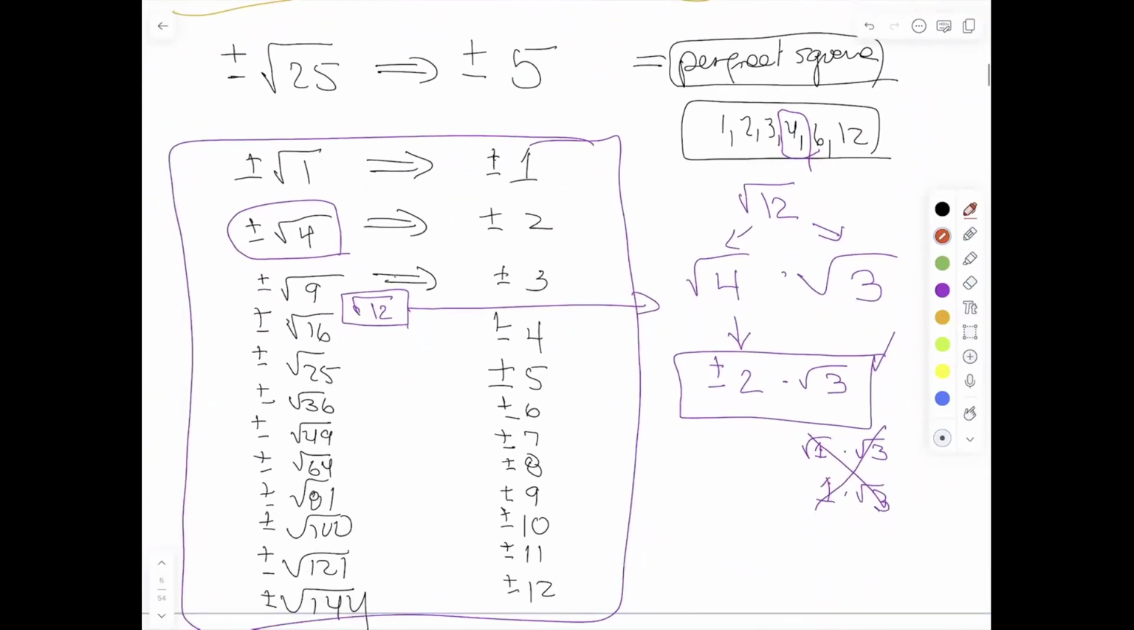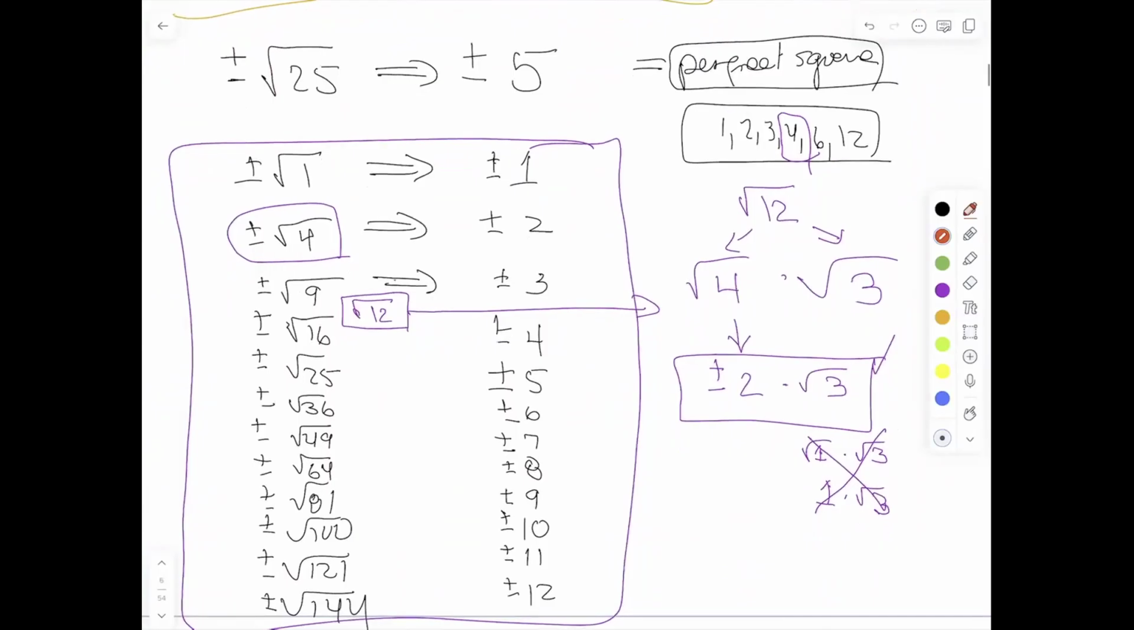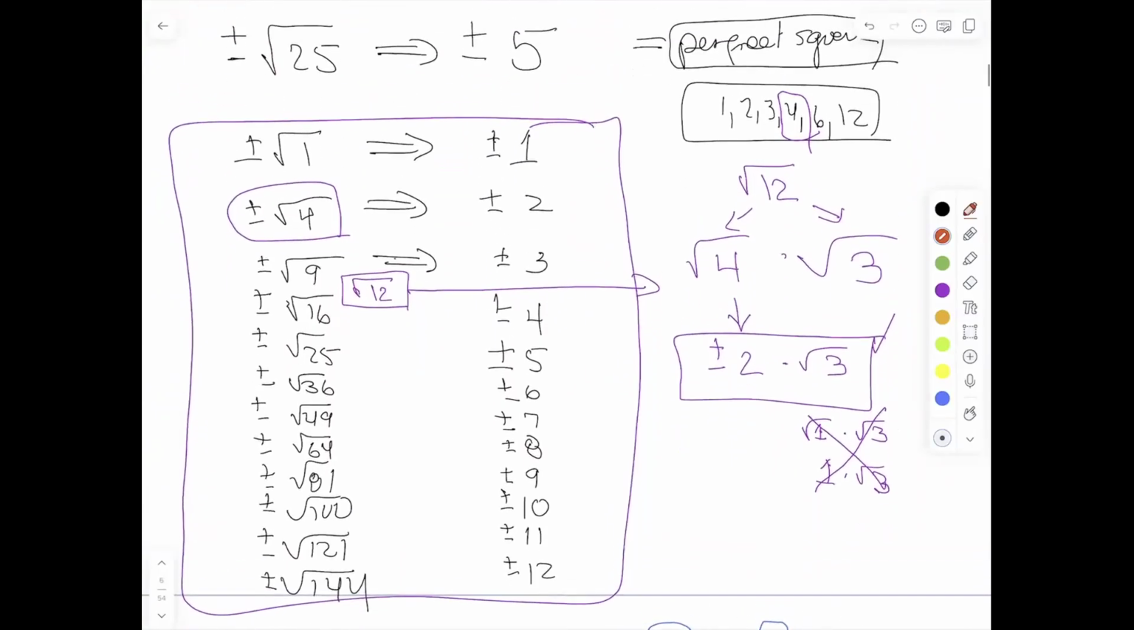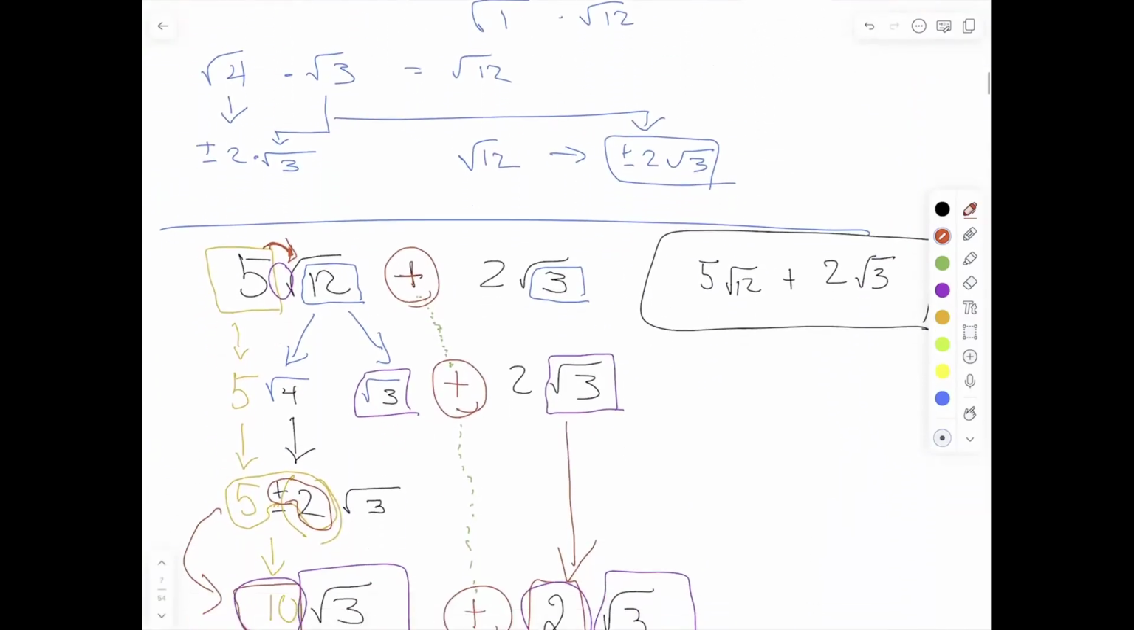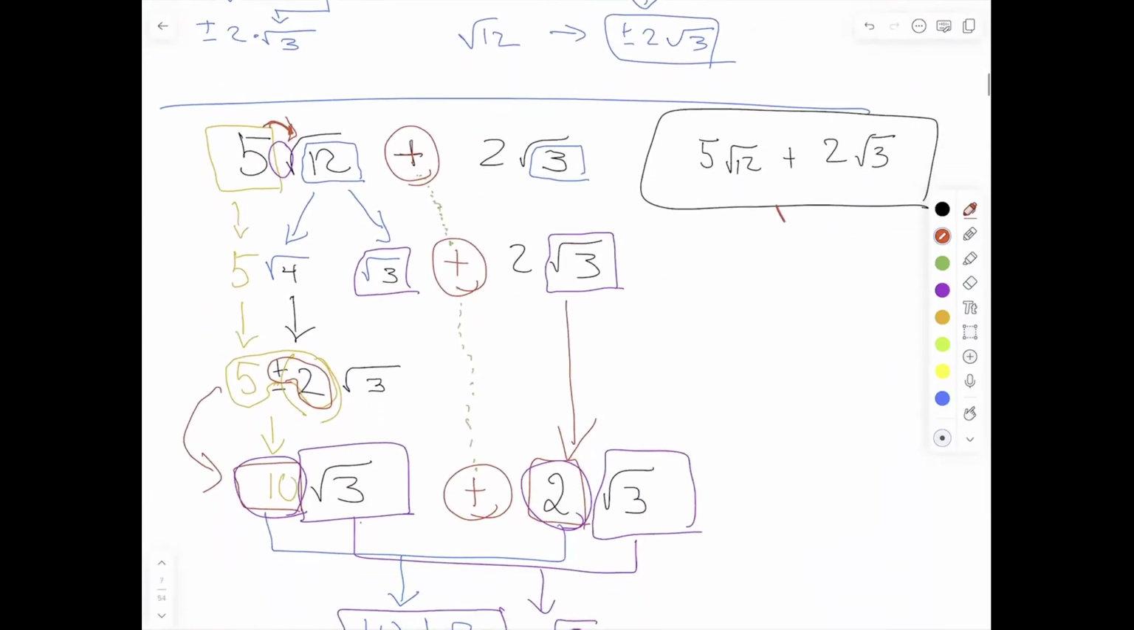Let's keep going. Square roots, perfect squares. What are we going to do here with the square root of 12? We've got to break it down, right? The problem that you will have on the test is going to look very similar to this. So you have to know how to break it down. 5 square root of 12. We break it down to 5 square root of 4 times square root of 3. Square root of 4 is a perfect square. It becomes positive 2.